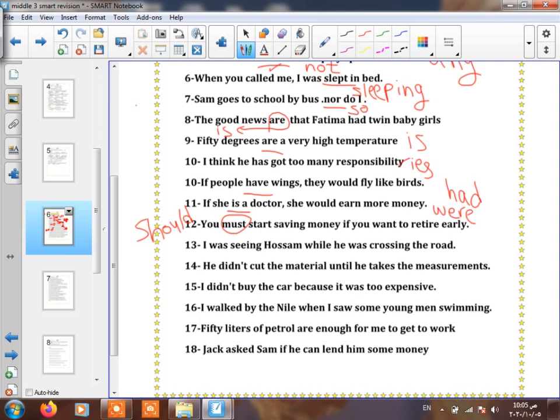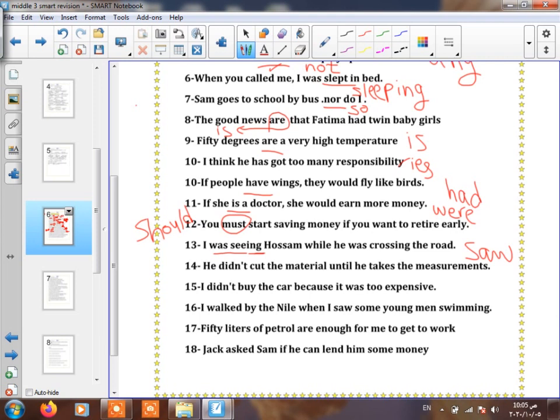Number 13, I was seeing Hussein while he was crossing the road. I have here two actions. While he was crossing the road, that's the longer action than was seen, because the verb see doesn't take the ing form except in some specific cases, and this one is not one of these specific cases. Like for example, I am seeing a doctor in the meantime. That means that I go to see a doctor in the meantime because I'm sick. That's when I use ing. But if you saw one of your friends, you don't say I was seeing. You have to say I saw. I saw Hussein while he was crossing the road.